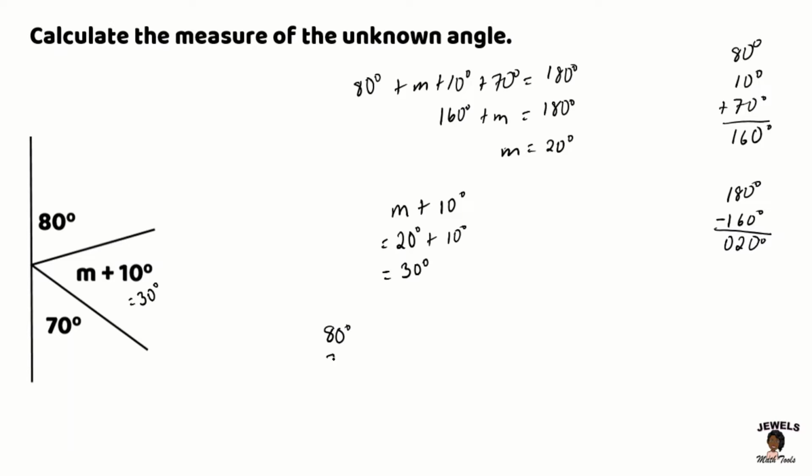So 80 degrees plus 70 degrees plus 30 degrees. Zeros plus zeros will be 0. 8 plus 7 is 15, plus 3 is 18. And there you have it. They do sum to 180 degrees, which tells us that our calculation is indeed correct.